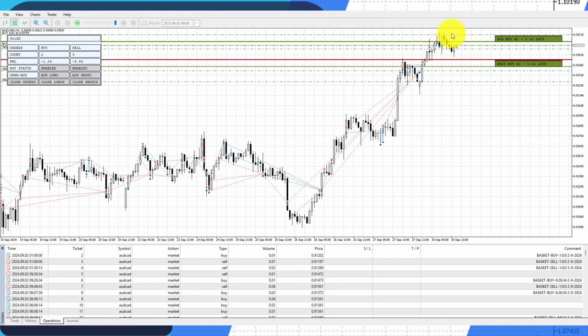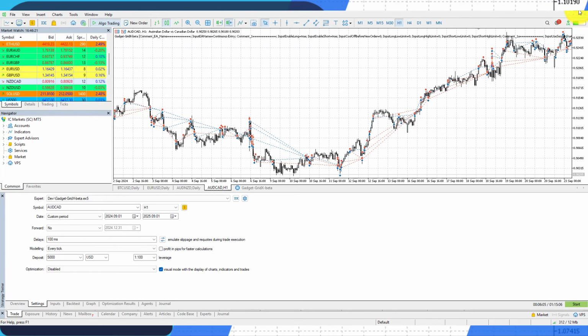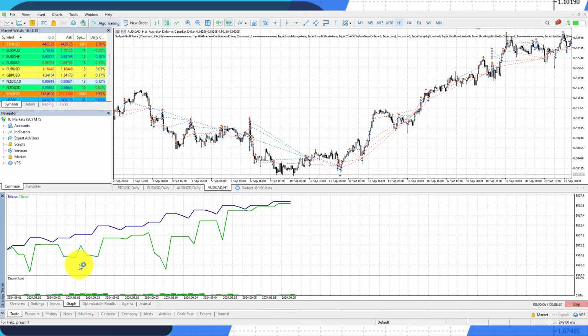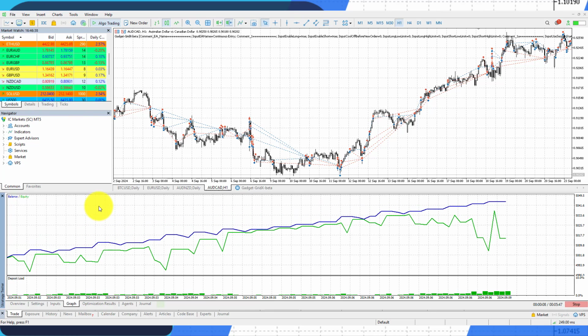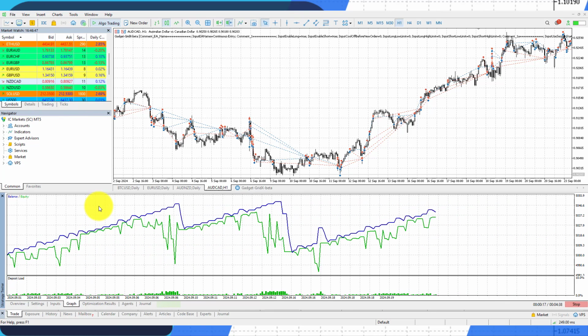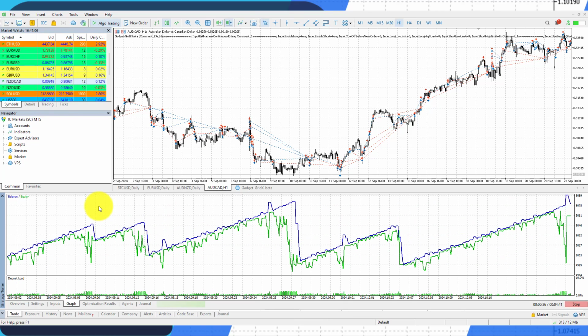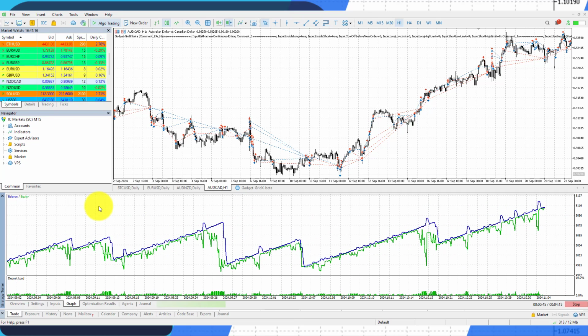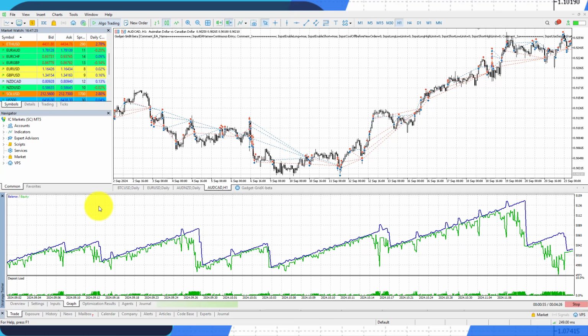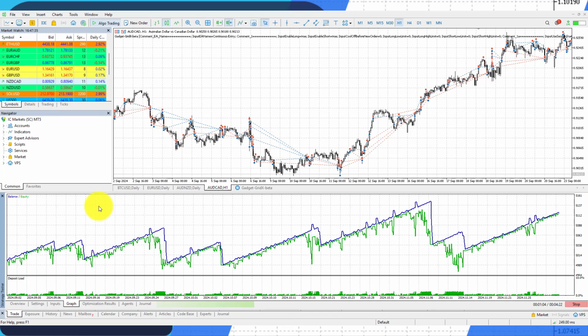Going back to the backtest, we can see the backtest graph. You can see how the equity line responded to the trades in real time. Using the max basket duration and max loss, you can keep the equity close to the balance line, controlling the risk.